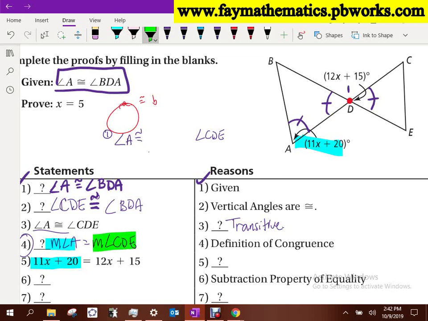Here we have measure of angle CDE. If I go to my picture, it tells me what CDE's measurement is. And when I say it tells me what its measurement is, it's not very specific. It's not a numerical measurement, it's an expression. They tell me a way that I can talk about that measurement. So I'm going to replace CDE's measurement with 12x plus 15. What is that process of replacing something with what I know it's equal to? Substitution.